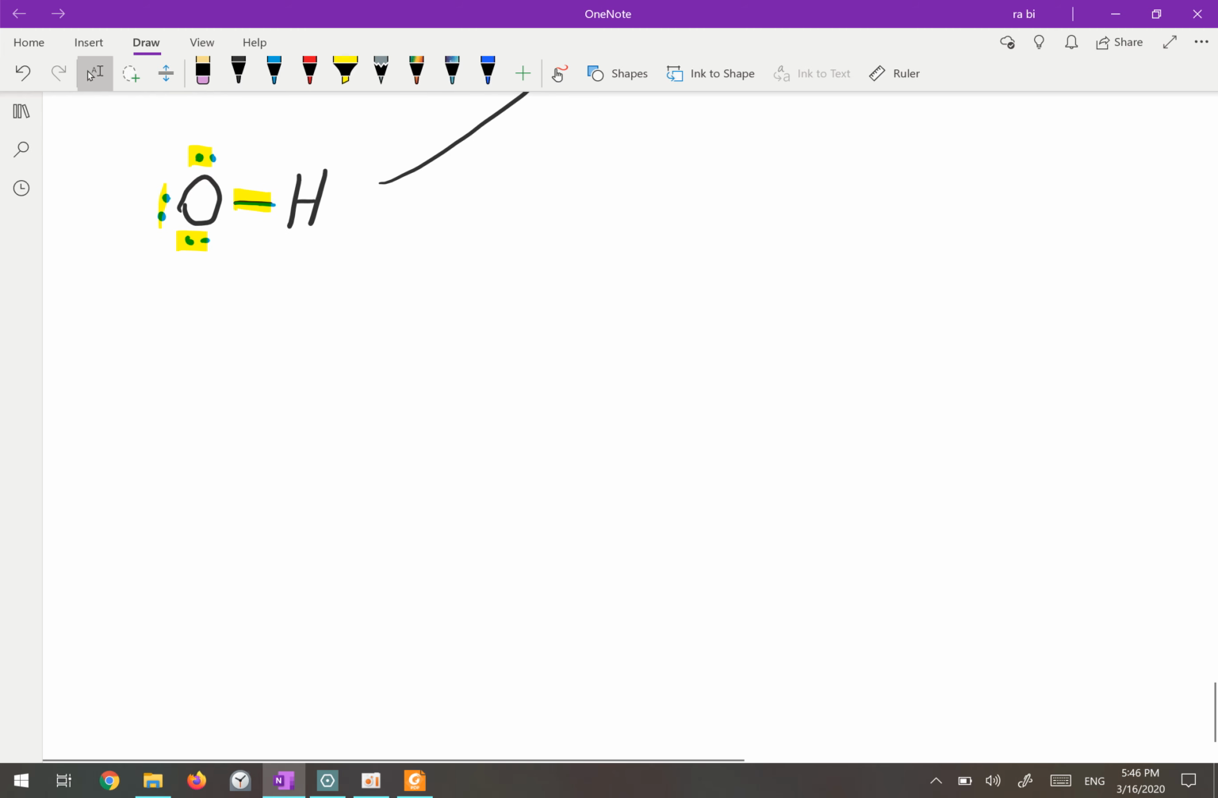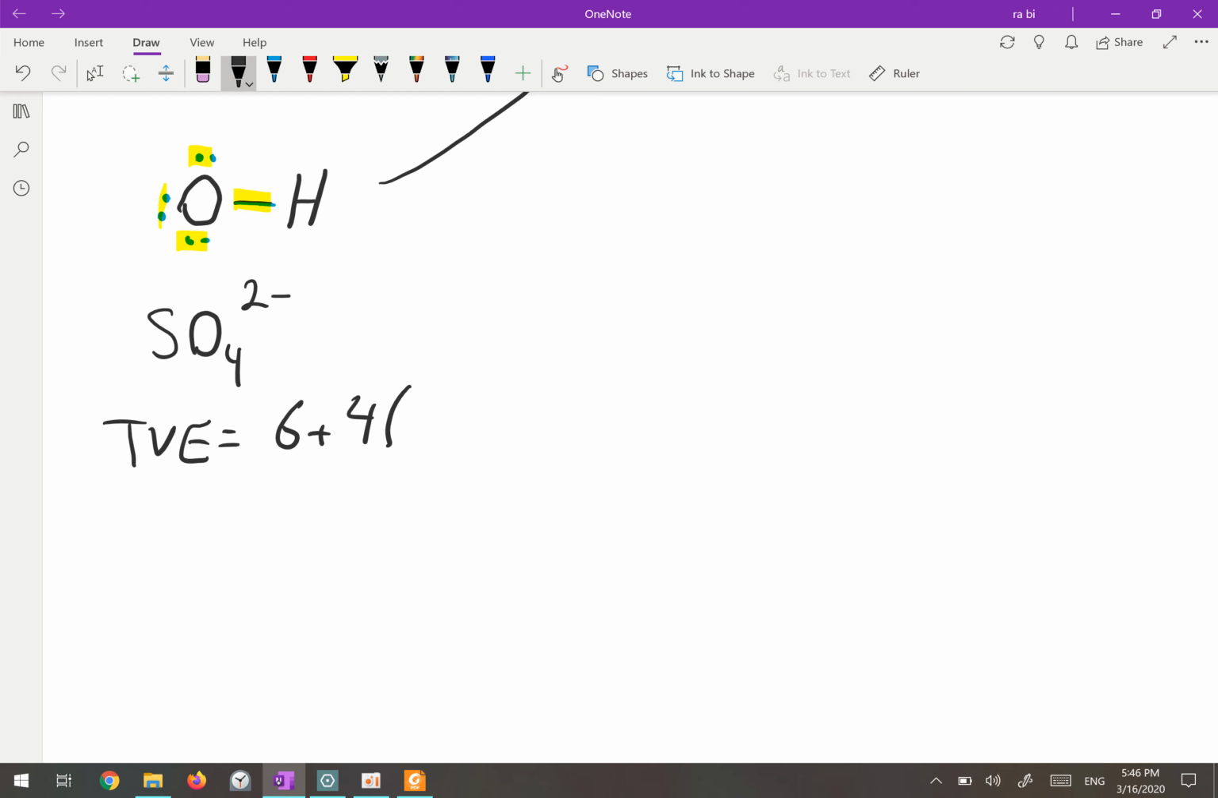Let's draw the Lewis structure for the SO4 2 minus. SO4 2 minus is the sulfate ion. So let's find the total valence electrons for that. Sulfur is in group 16, so it has 6 valence electrons. We have 4 oxygens. Oxygen is in group 16, so it also has 6 valence electrons. But here we have 2 minus. It means all of these atoms have gained 2 extra electrons. So we have to add 2 to the number of electrons. So the total valence electrons would be 32 electrons.